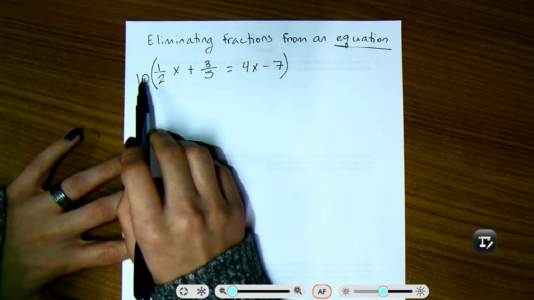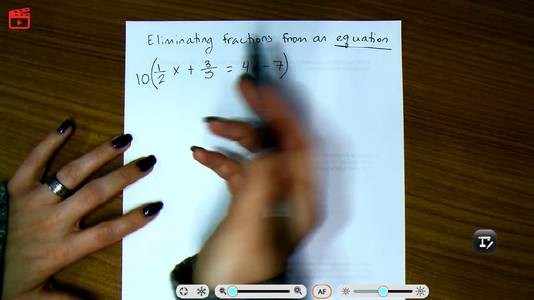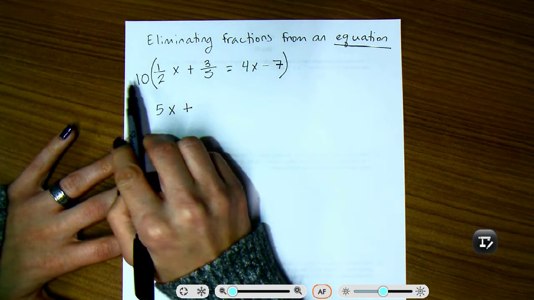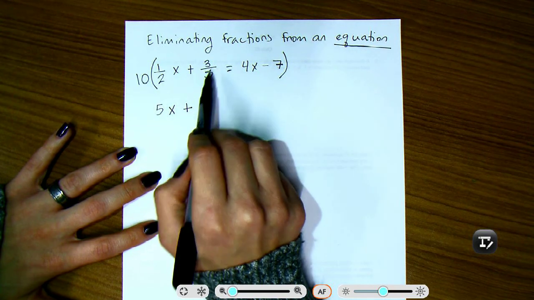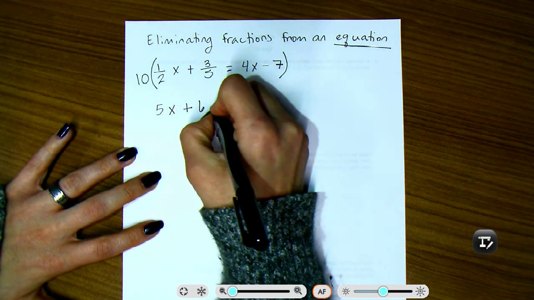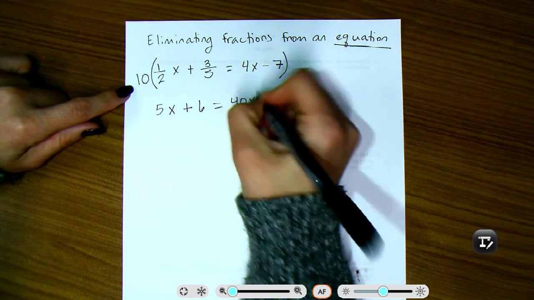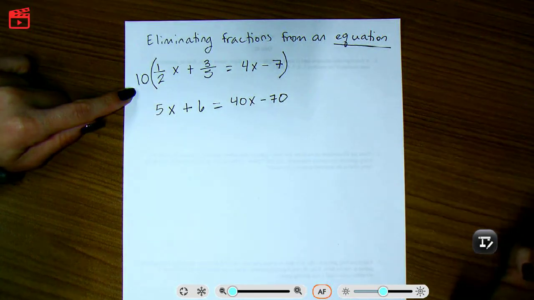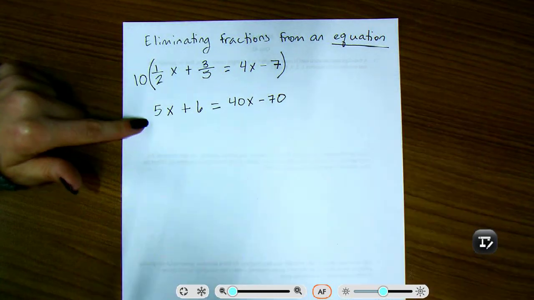So I'm going to do 10 times 1/2 gives me 10 times 1 is 10 over 2, which is 5x, plus 10 times 3 over 5, 10 times 3 is 30, 30 over 5 gives me 6, equals 10 times 4x is 40x, and 10 times -7 is -70. And now we could just solve the problem like normal. This is a linear equation, so I'll just go ahead and solve it.